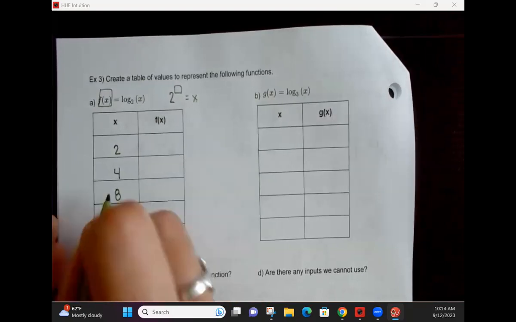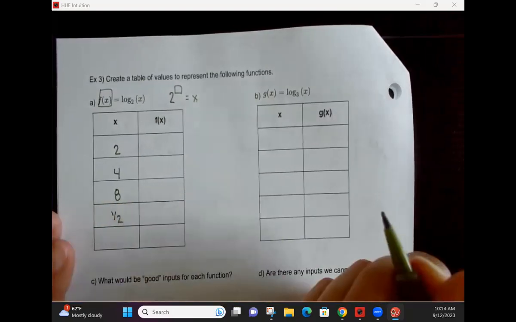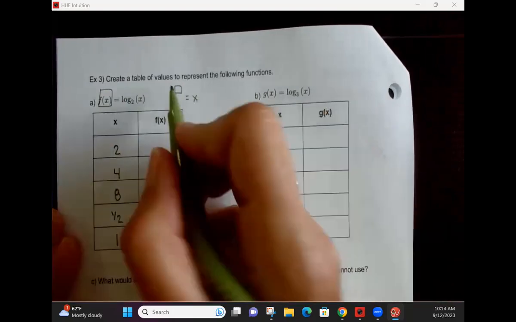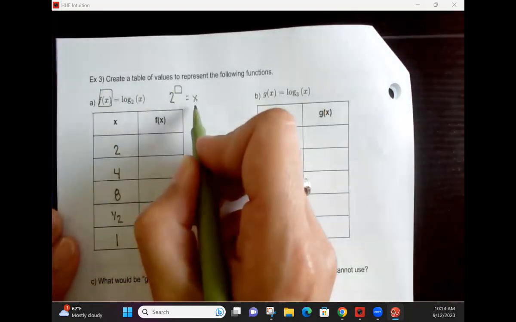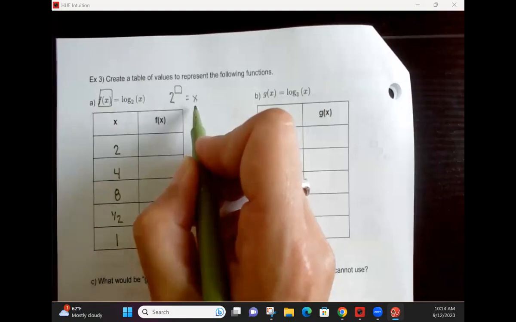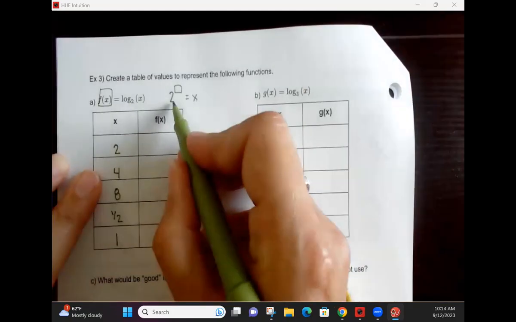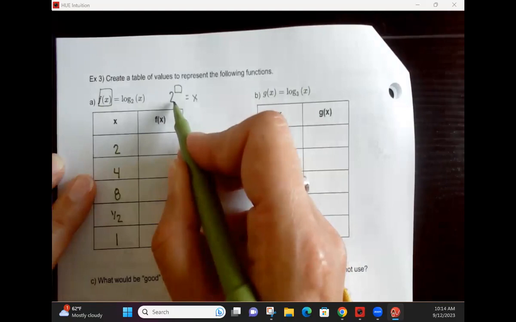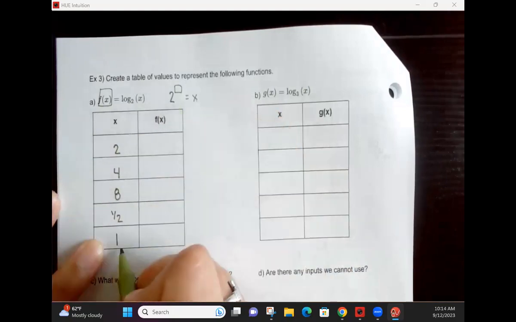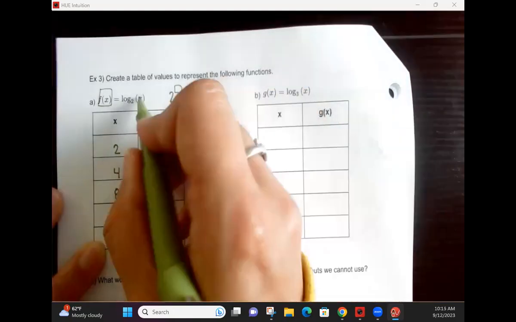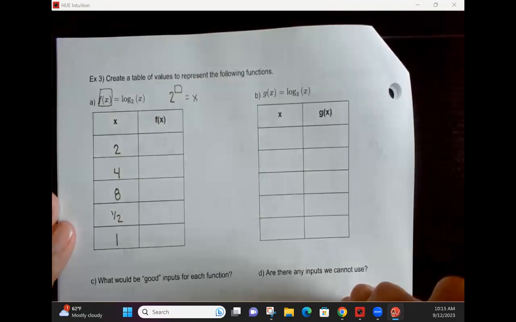What if I did a half? Would that be an okay y value? Sure. What if I did 1? Can I have a nice y value if I pick 1 for x? What would it be? Yeah, 0, right? So I'm picking values for x that are multiples of the base, right? I shouldn't say multiples, I should say powers of the base, okay? Or 1 is always a nice option. If I can get that whole argument to be 1, that works out really well.